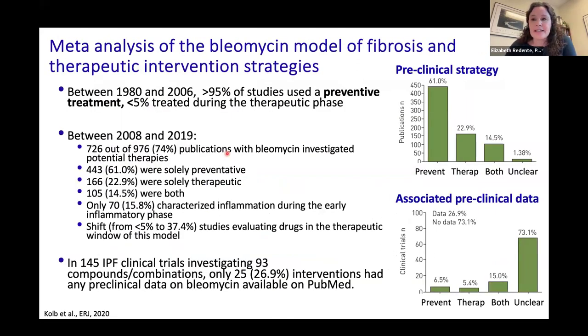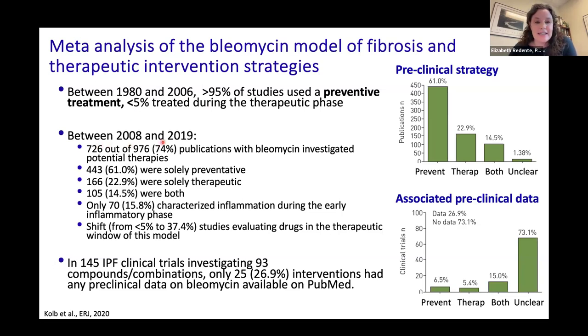This was really captured very nicely by a recent paper by Martin Kolb in the ERJ in 2020. He conducted a meta-analysis of the bleomycin model of fibrosis and therapeutic intervention strategies. And what he found was that between 1980 and 2006, more than 95% of therapeutic studies used a preventative treatment strategy, meaning they treated with their compound prior to animals receiving bleomycin. So they were really looking at prevention of fibrosis development. And less than 5% of studies treated during this therapeutic phase, meaning around the 2 to 3 week time point when animals were fibrotic. This has begun to really change in the literature, which I think is good.